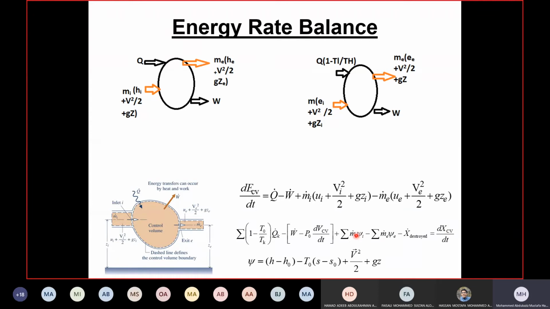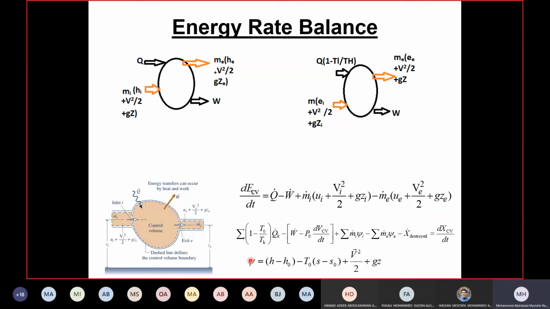Every psi here is presented by this amount. So you consider sigma mass in times psi in, and every psi here will be replaced by that. If you compare this with that, all we have done is remove the enthalpy or internal energy here and replace it by these two terms. I want you to understand this equation. You don't have to memorize it, it is available in the formula sheet. And every psi here you substitute in that and then apply it to a system or a control volume.